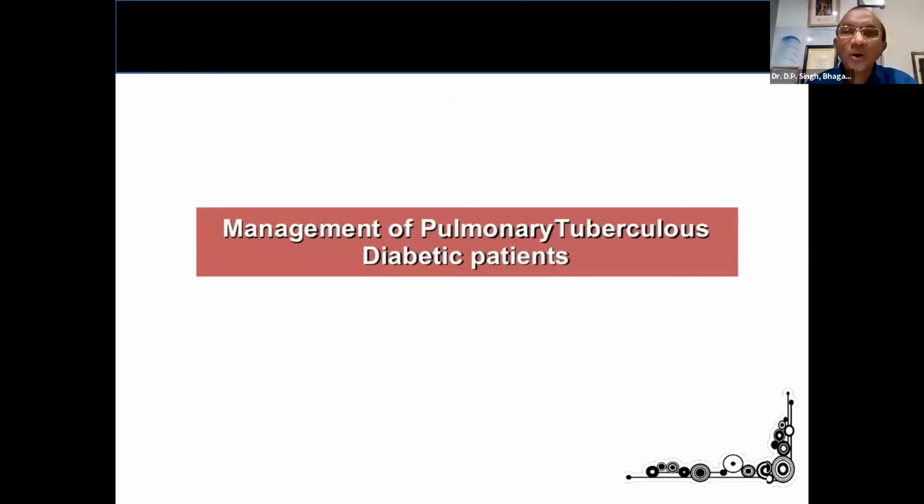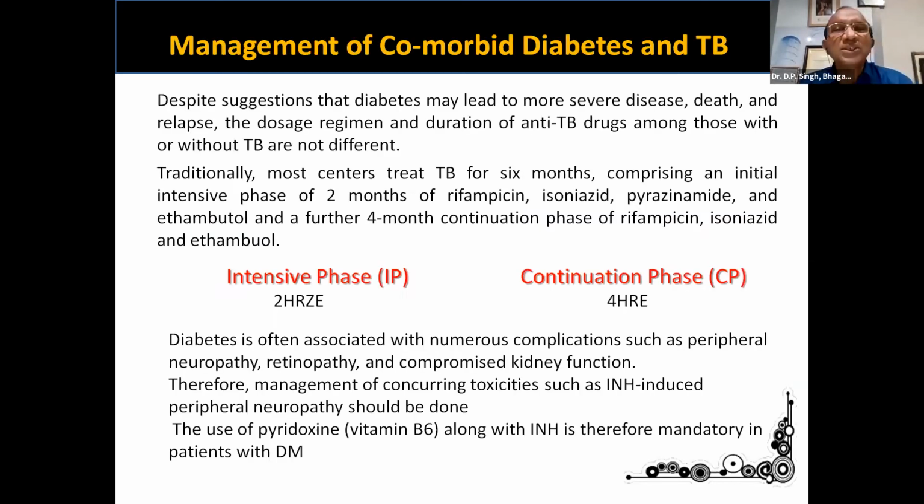How do we manage this? Despite suggestions that diabetes may lead to more severe disease, death, and relapse, the dosage regimen and duration of anti-tuberculosis drugs among those with or without diabetes are not required to change. The National Tuberculosis Elimination Program recommends 6 months treatment with the intensive phase of 2 HRZE for 2 months and HRE for 4 months continuation phase, and that is the recommendation.